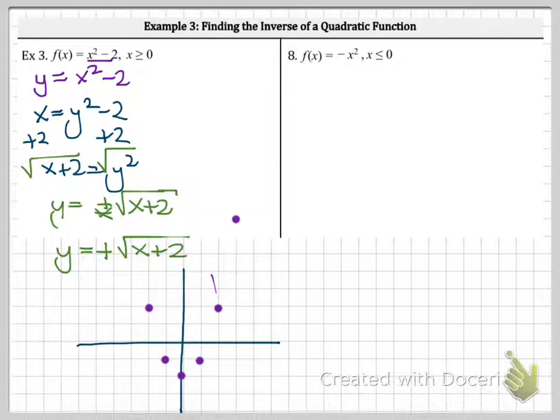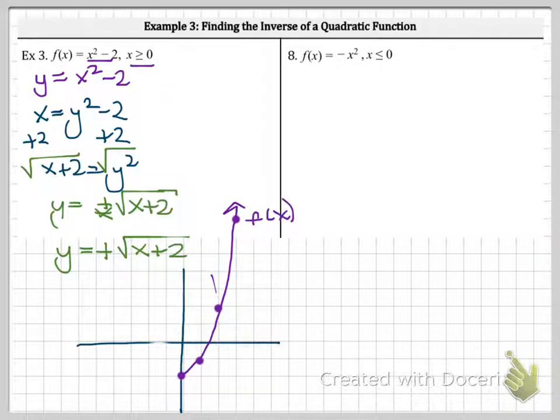But our restriction says that x is only greater than or equal to 0. So what that means is we only want the right side, right? X is greater than or equal to 0. So we want the x values that are on this side only. So therefore, this graph looks like this. That is our f of x.